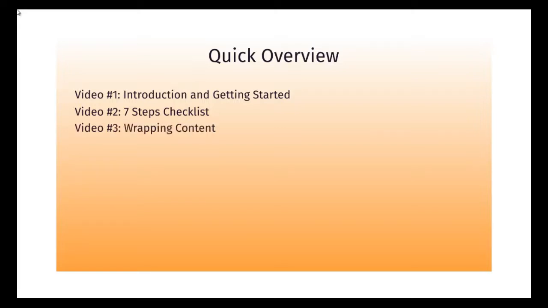Video number 3 is wrapping content. Essentially, that means the content that surrounds the image, before and after it, and all that. The content there is crucial, and it really needs to describe the image in a better light so that you attract the right person, so that Google knows exactly what that image is about. Video number 4, we're going to talk about file format and why that is important. Video number 5, we'll talk about image size.